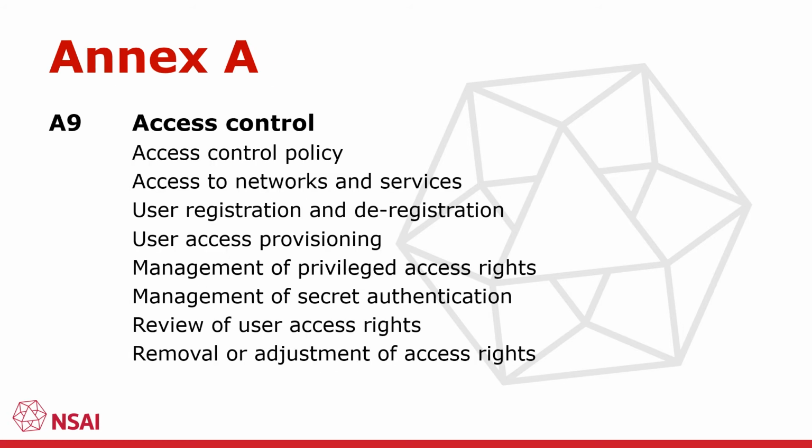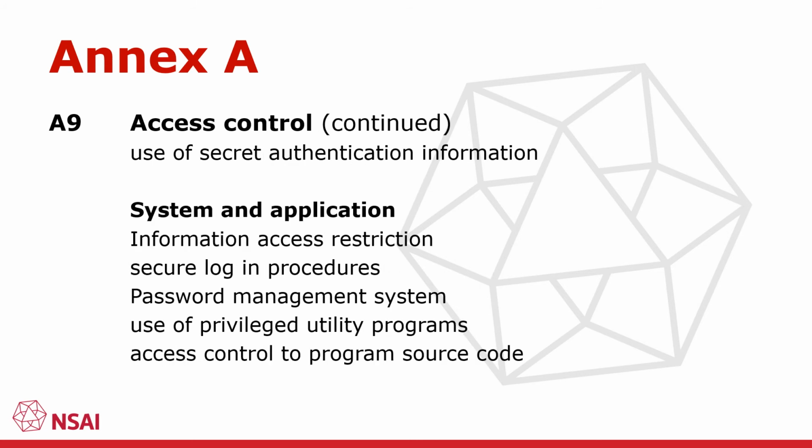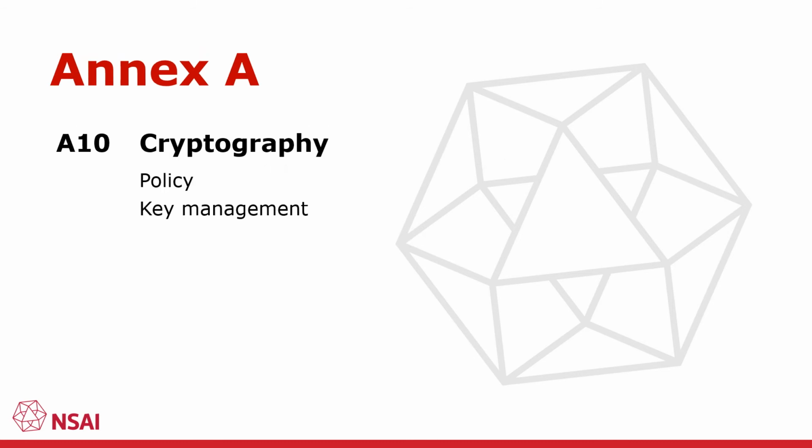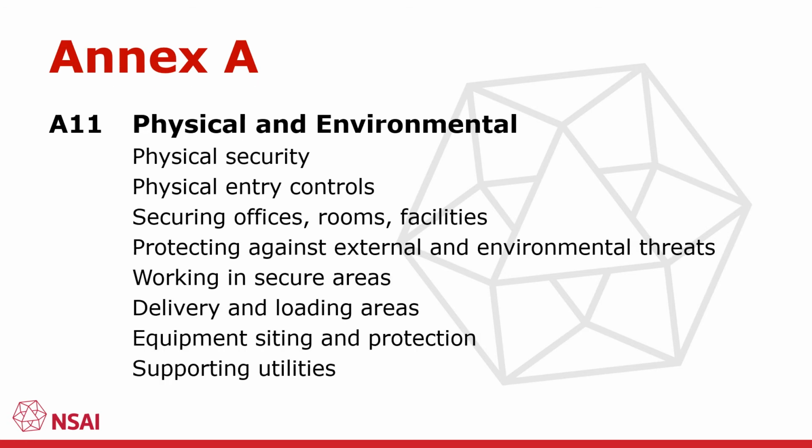There are 14 controls within A9. These are focused on user access management and limiting access to information and processing facilities, making users accountable for safeguarding their authentication information. Also in A9, controls preventing unauthorized access to systems and applications. 2 controls for proper use of cryptography, a policy on use and protection of keys through their life cycle. 15 controls within A11.